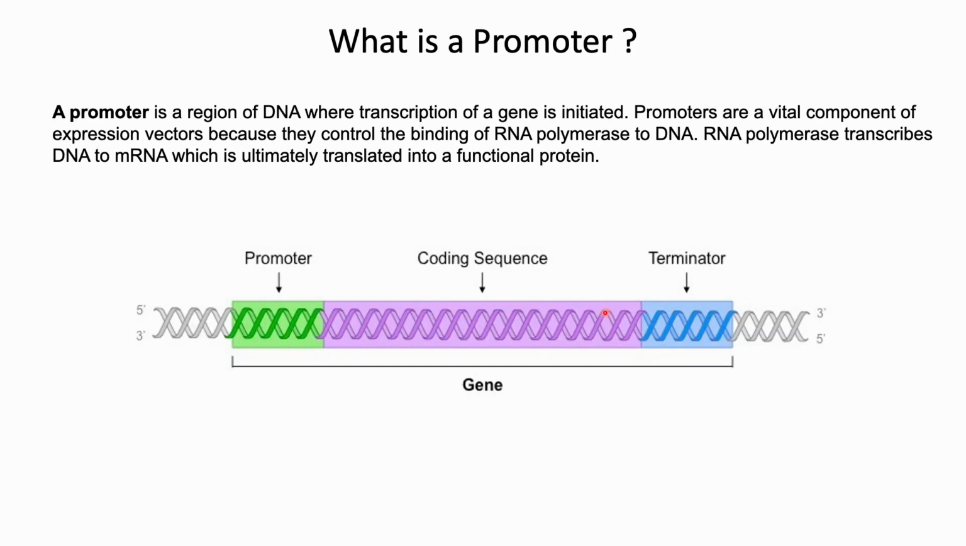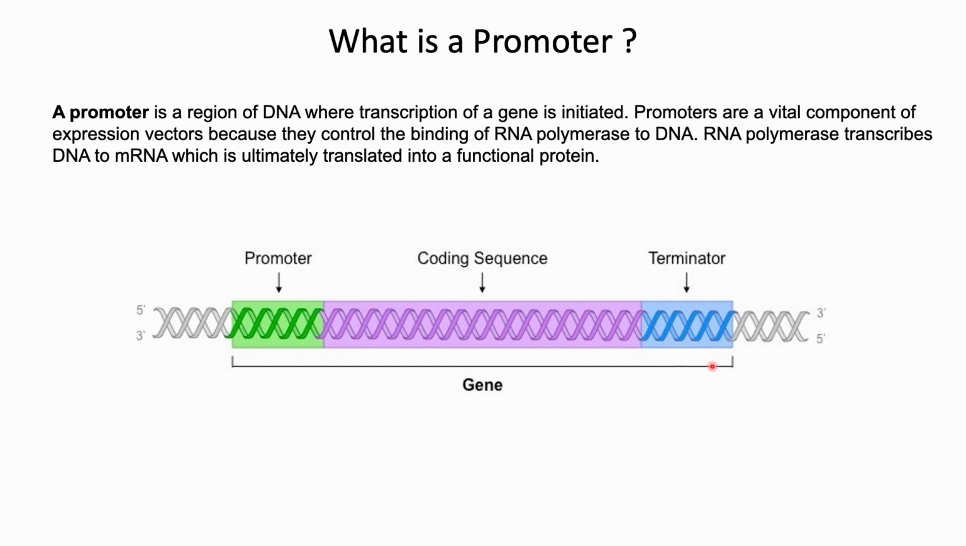This is a pictorial representation of a gene. What is a gene? A gene is a sequence of DNA which is transcribed into RNA and contains mainly three important parts. That is the promoter, the coding sequence, and the terminator.